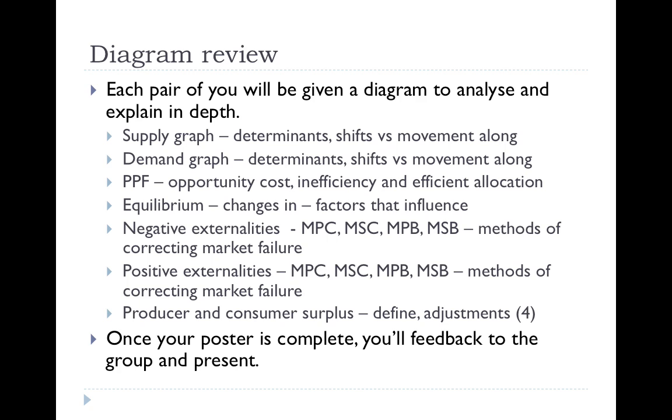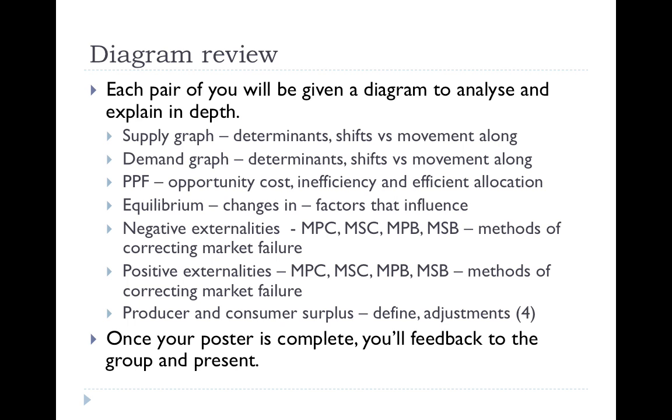Equilibrium: be able to first graph it, then change it, and understand what will happen as a result. Negative externalities, positive externalities, and then methods of correcting this kind of market failure, as well as producer and consumer surplus, define and adjustments. If someone wants to send me a question with a producer and consumer surplus, I'd really like to see it, because this is a sneaky one that a lot of people overlook.